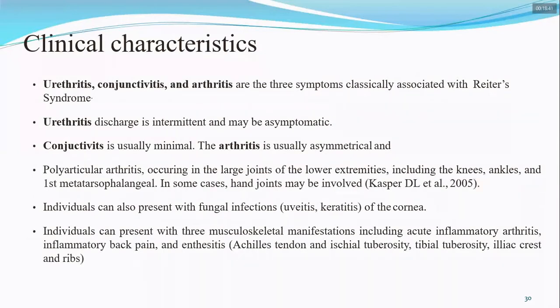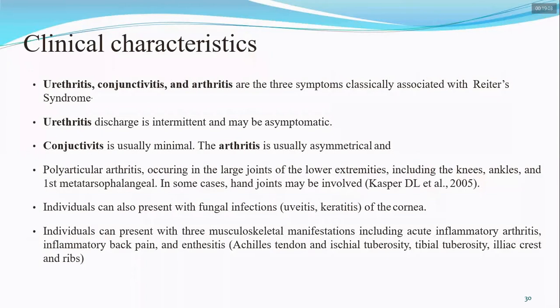Other than that, there will be a polyarticular arthritis in the large joints, in the knee, ankle, and metatarsal joint. Then there will be uveitis and keratitis of the cornea. Some fungal infection can be there. Similarly, there is enthesitis, at the Achilles tendon and ischial tuberosity. There will be inflammation and later calcification of that part.